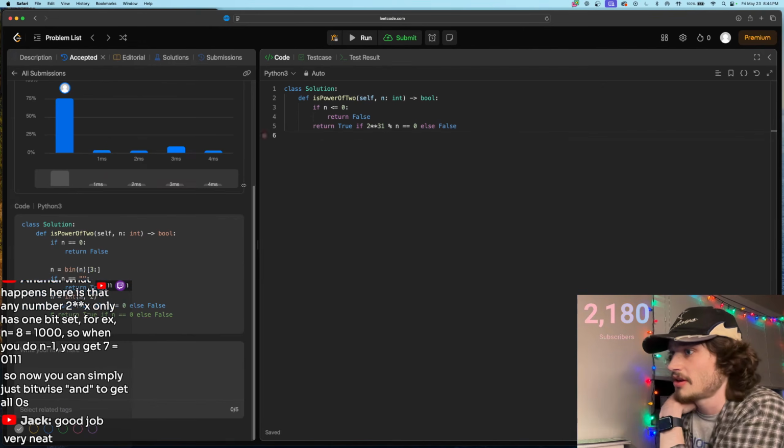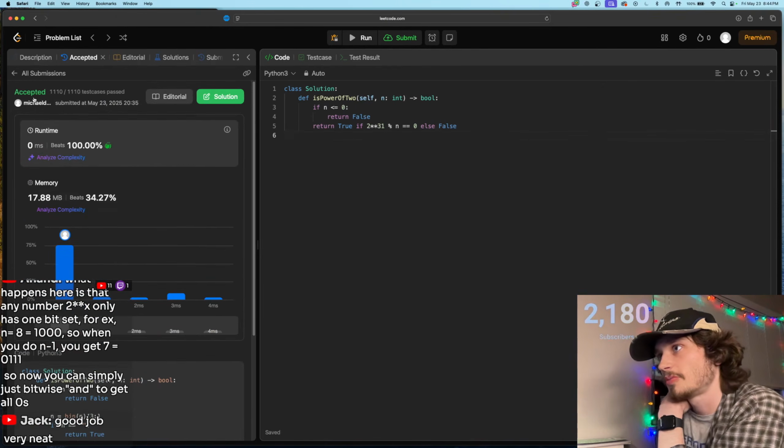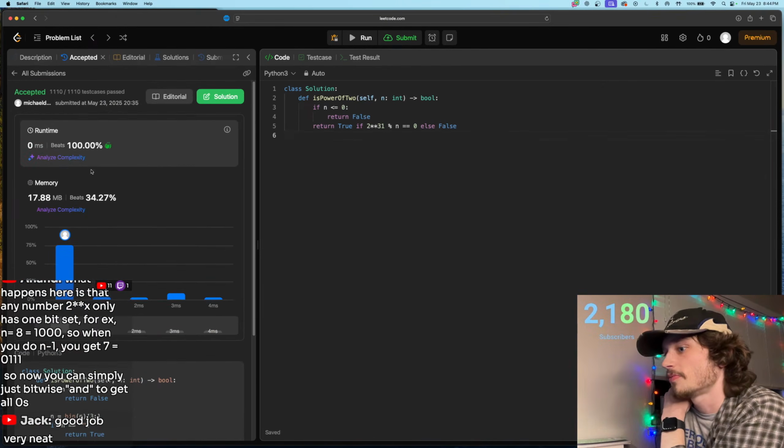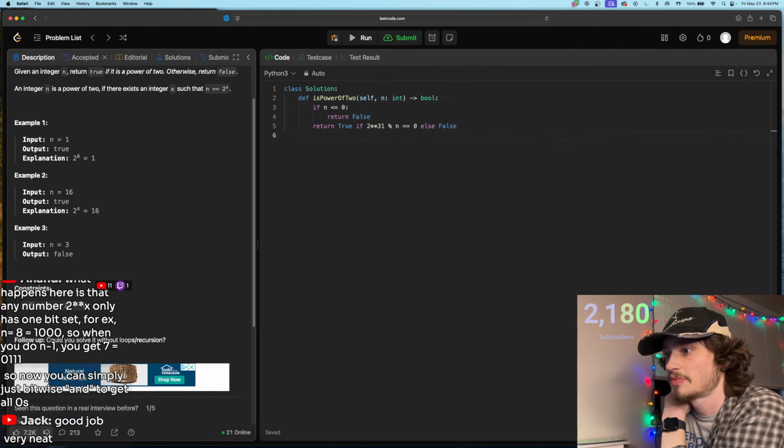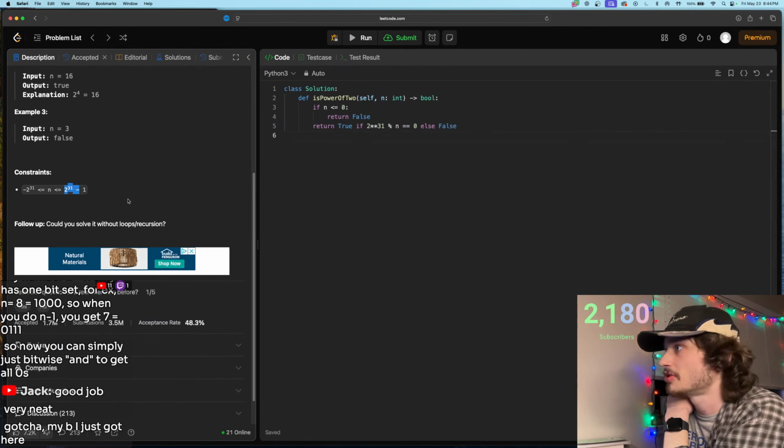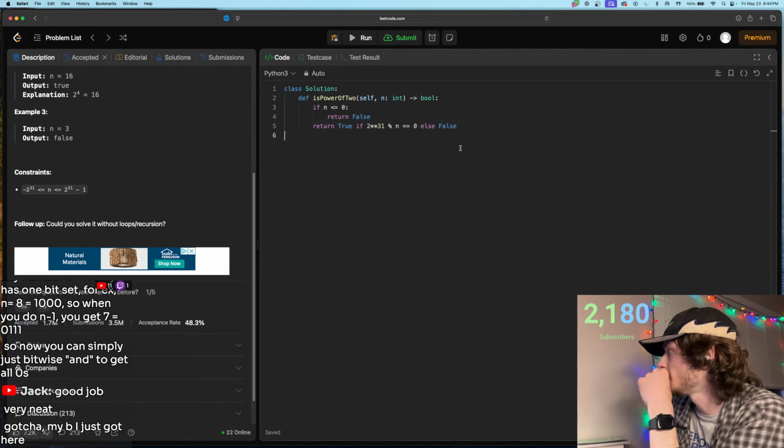And then I thought, okay, well, there's also another approach, right? You can use the constraint to your advantage with powers of 2. All powers of 2 will divide evenly into that maximum constraint. So that's this one here.